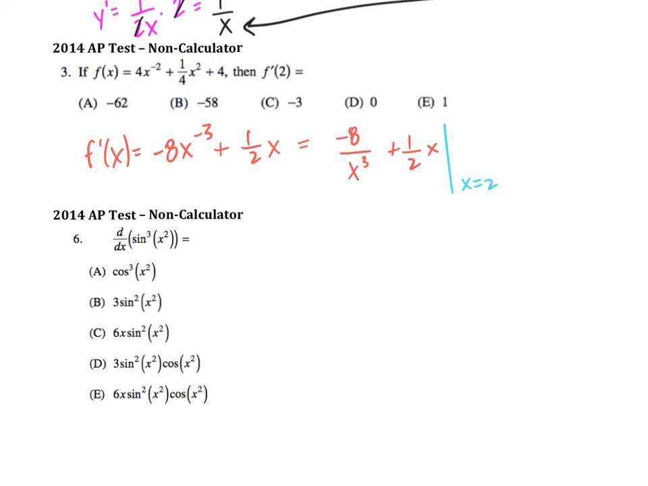We're going to analyze this when x is 2. Therefore, I'd have negative 8 over 2 cubed, which is 8. And 1/2 times 2, lots of things cancel.